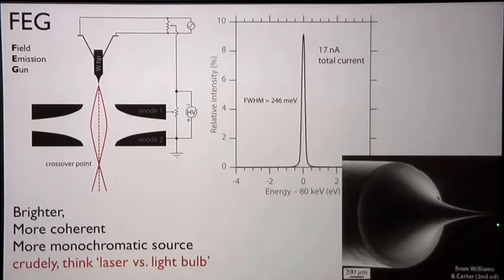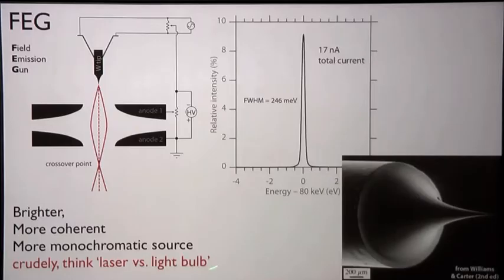The voltages get much higher and higher. The voltages remain constant, but the fields actually get higher and higher as you make this sharper and sharper. And so this tip is in the center of the source, and we pull the electrons off, create a crossover, and end up with a beam.